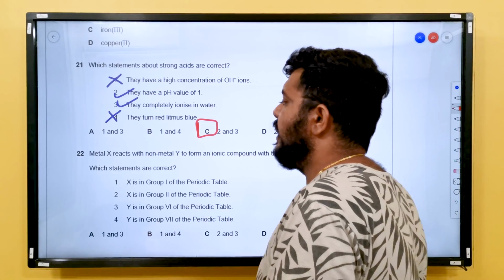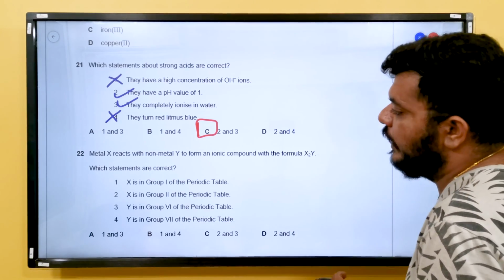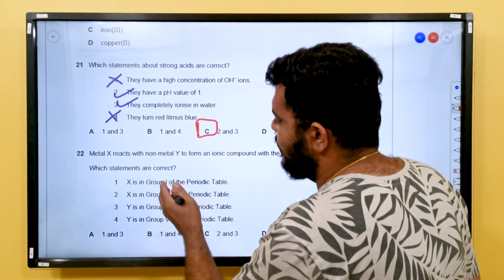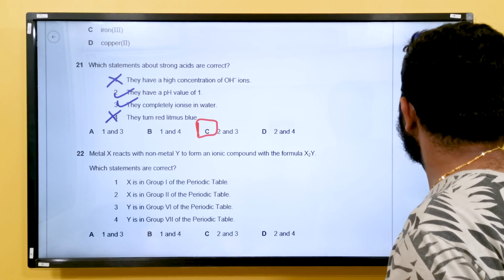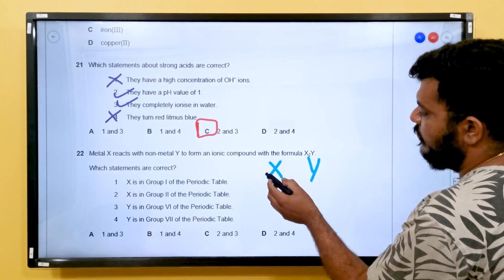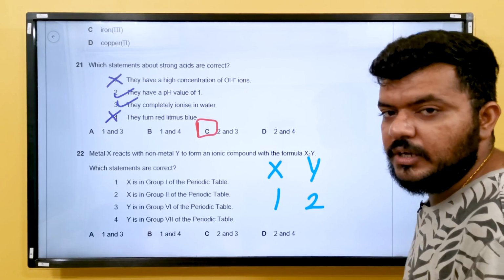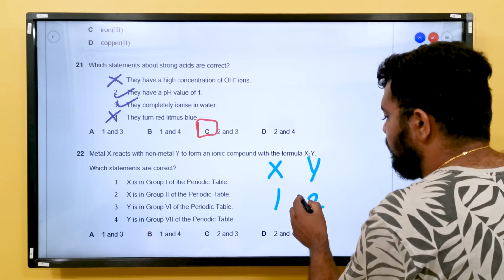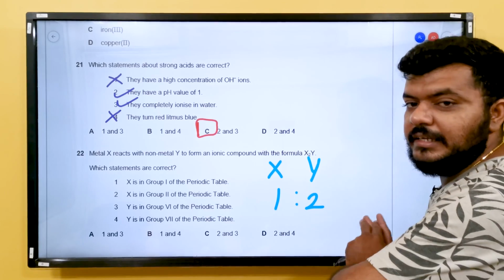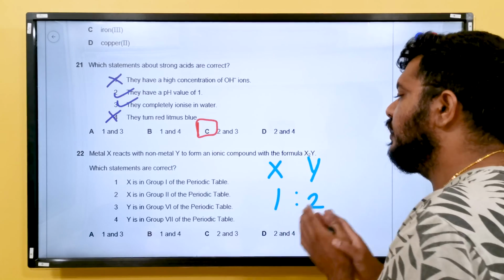Metal X reacts with non-metal Y to form an ionic compound with the formula X2Y. Which statements are correct? X is in group 1 of the periodic table. Yes, because how is the compound formula given? X and Y. If it is X2Y, it means Y has a valency of 2 and X has a valency of 1, or their ratio of valencies is 1:2. There are only two possibilities. Either their valencies are 1 and 2 or the ratio of their valencies is 1 to 2.